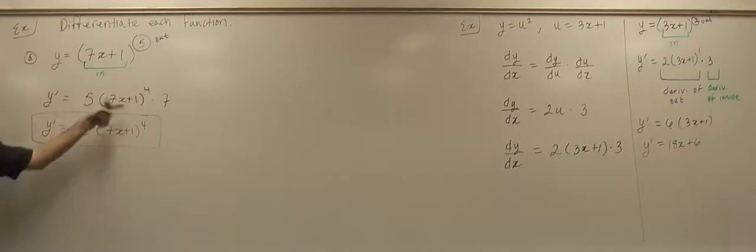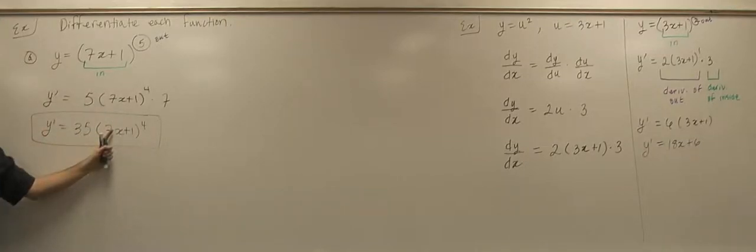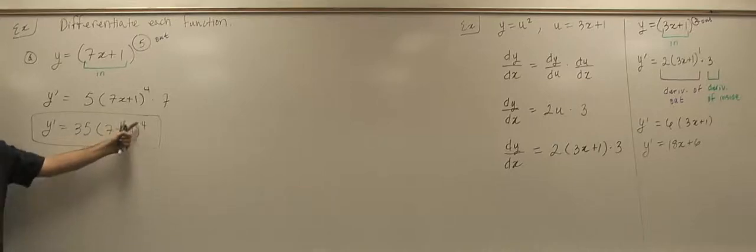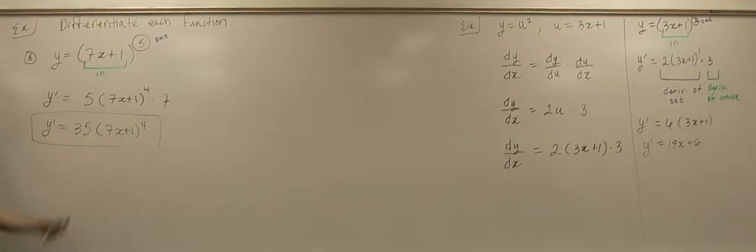Can you put this 35 inside? No, you would have to, if you wanted to multiply this 35, you'd have to do your exponent first, right? Exponents come before multiplication. So that's not going to be a formula.